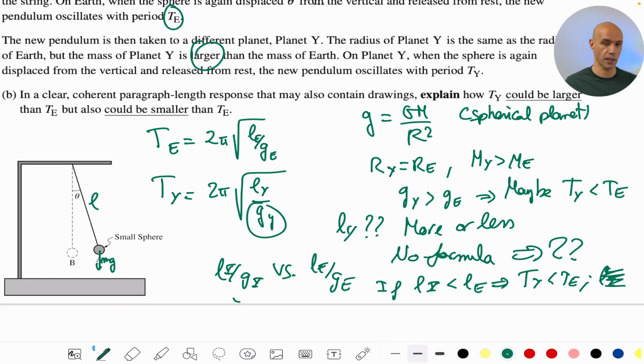So at least we could say this. But the point is that there is no formula. We don't know how much it extends. So yes, it could be both things. It depends on how long the string is. That's it. A plus.